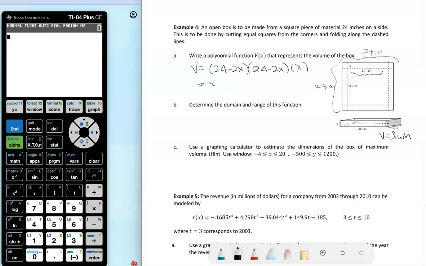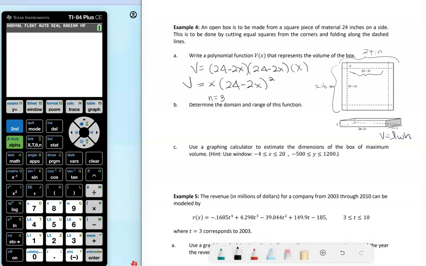To write it a little bit more nicely, the volume is equal to x times (24 minus 2x) quantity squared. Now just notice that if I multiplied all this out, I'd end up with an x cubed. So this is going to be a third degree polynomial. So the end behavior is going to be going in opposite directions because that's what odd polynomials do.